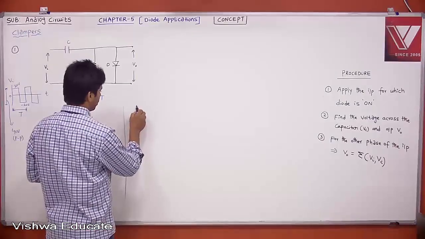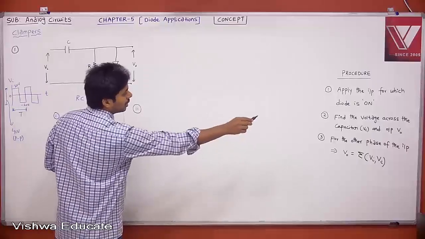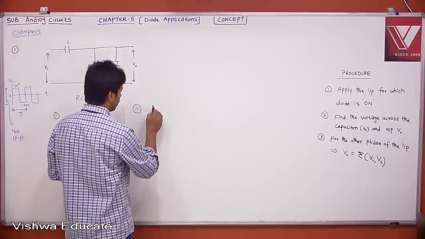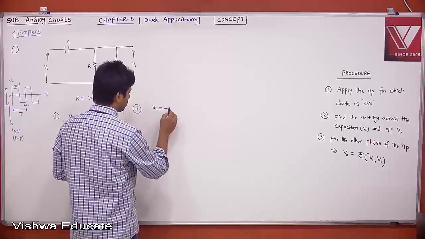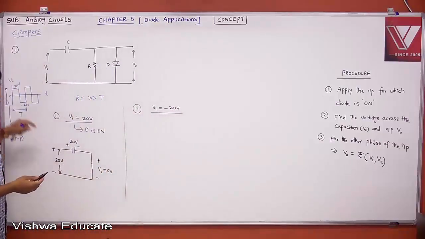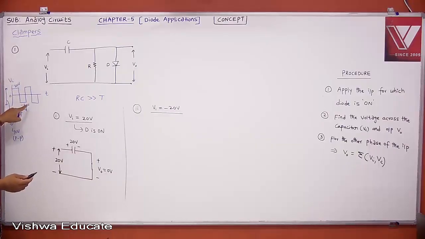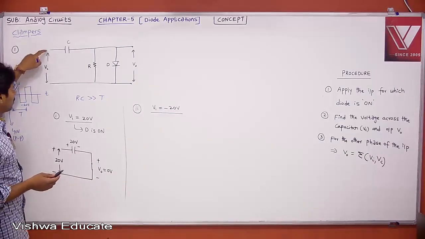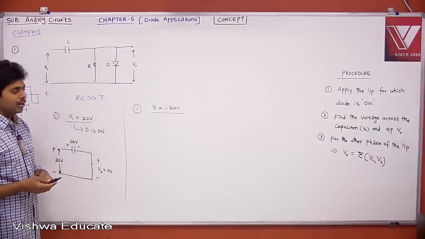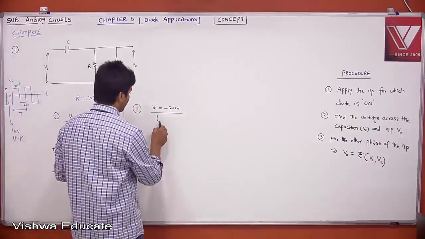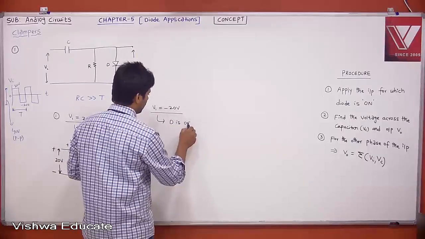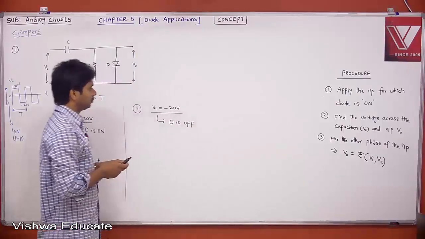The next one is nothing but the other phase of the input. What is the other phase of the input? Minus 20. Therefore, when Vi is equal to minus 20, tell me, is the diode on? When the input is changing from plus 20 to minus 20, in the negative direction, your PN junction diode will be off. Therefore, your diode is off.